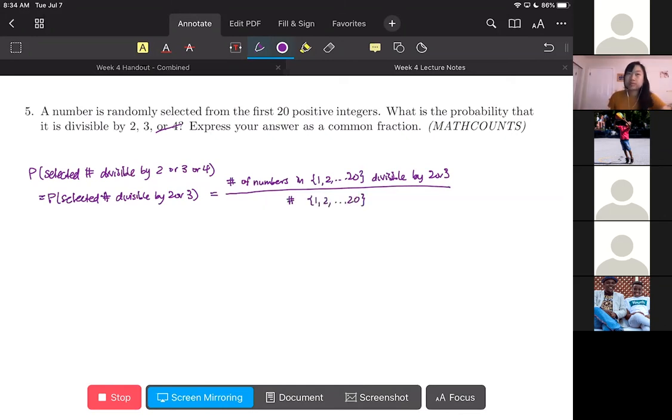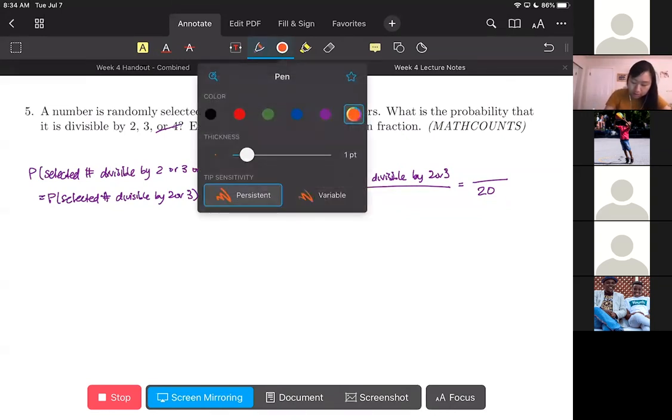Okay. And so the denominator is easy. That's just 20 because there's 20 numbers and we want to count the numerator. So what you were suggesting, Anna, was basically we can write out all the numbers and count how many are divisible by 2 or 3. So we could do that. Let me just use a different color.